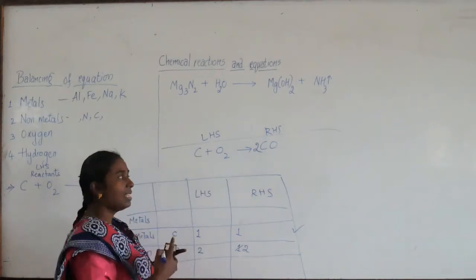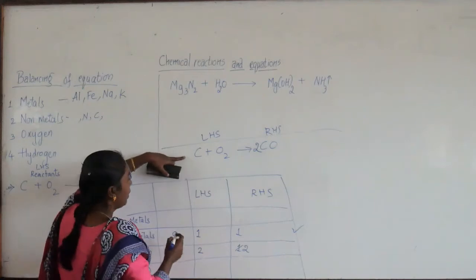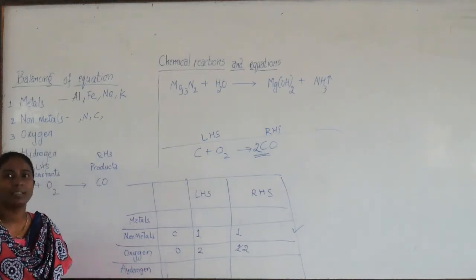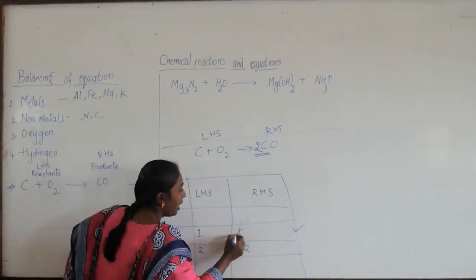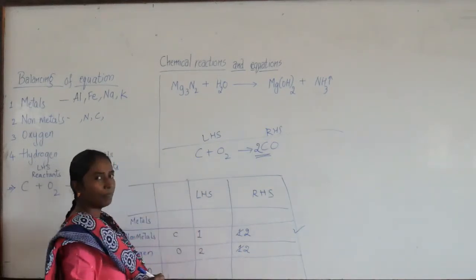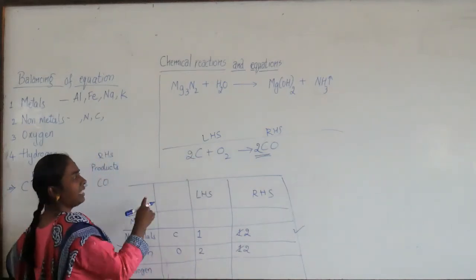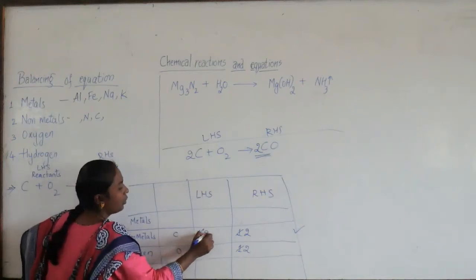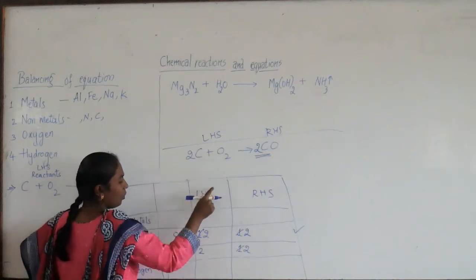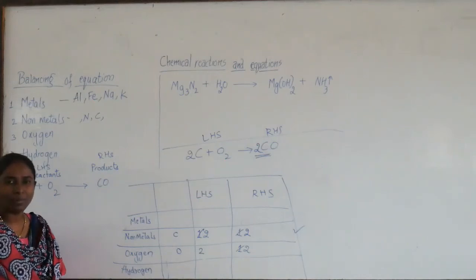Now what is the rule? Check back again to metals. There are no metals, so non-metals. Carbon is 1. Yes, right. But one more carbon has been added here. So now the carbon is 2. Is it balanced now? To balance it again, we will add 2 carbon here. Once again check it. Carbon 2, here carbon is 2. Next, oxygen 2, oxygen is 2. Is it balanced now? Are you getting me, children?